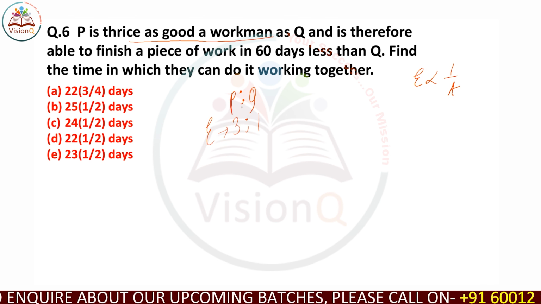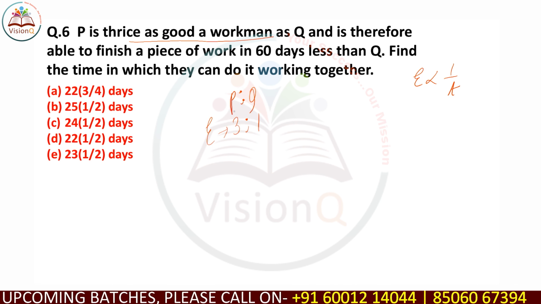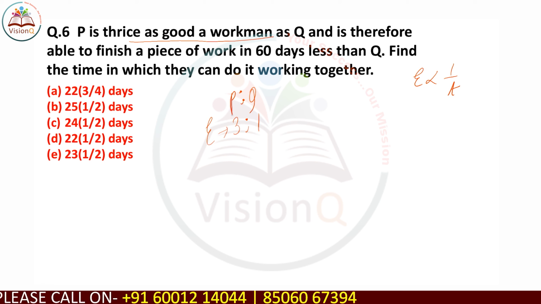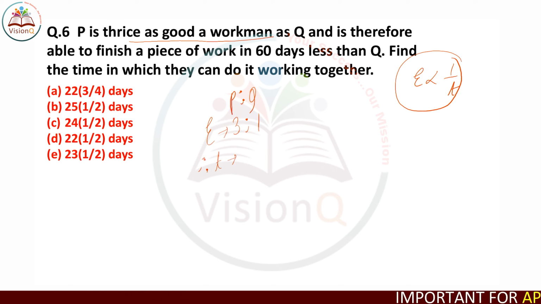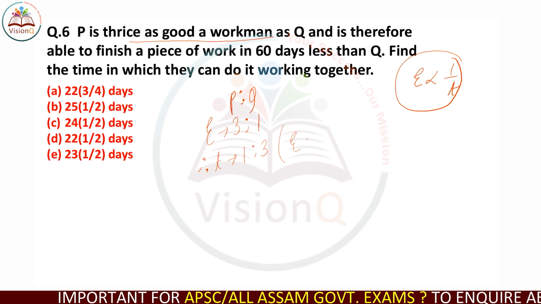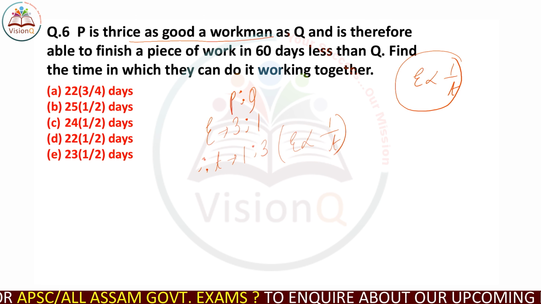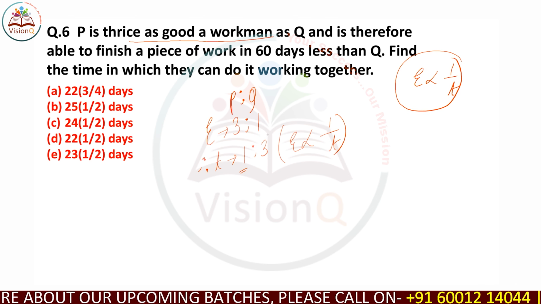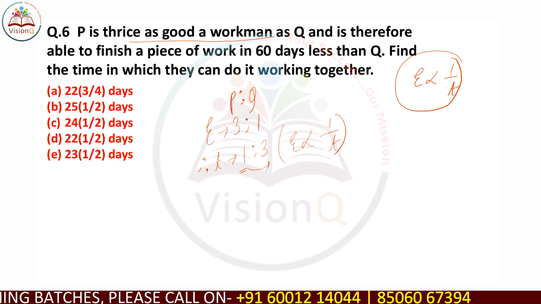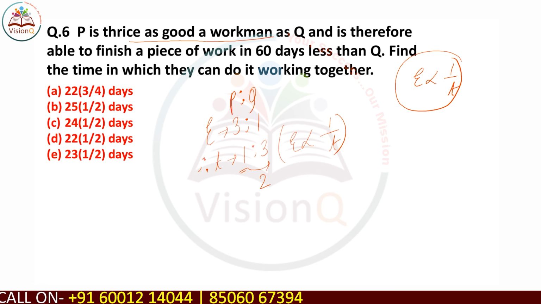If the efficiency of P is 3, the efficiency of Q is 1, because P is thrice as efficient as Q. Now we know efficiency and time are inversely proportional. So from the efficiency ratio, you can always find the time ratio, that is the time required by both of them to complete the work. It will be 1:3. That means if P takes 1 day to complete the work, Q will take 3 days. So P takes 2 days less than Q as per ratio.